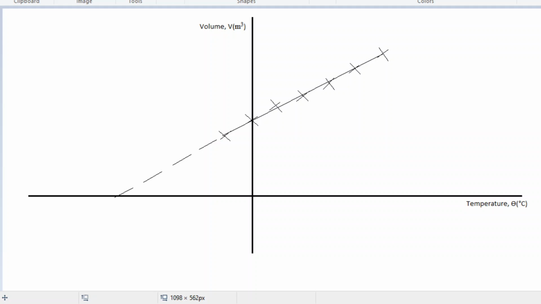So Lord Kelvin extended his line of best fit to the horizontal axis, where he logically surmised that the volume of the gas would be zero. He thought that this would be the coolest temperature possible because the volume of the gas could not become anything less than zero. In other words, it could not be negative. So when Lord Kelvin extrapolated his data, he found that the coolest temperature possible would be about minus 273 degrees Celsius. And he called this absolute zero.